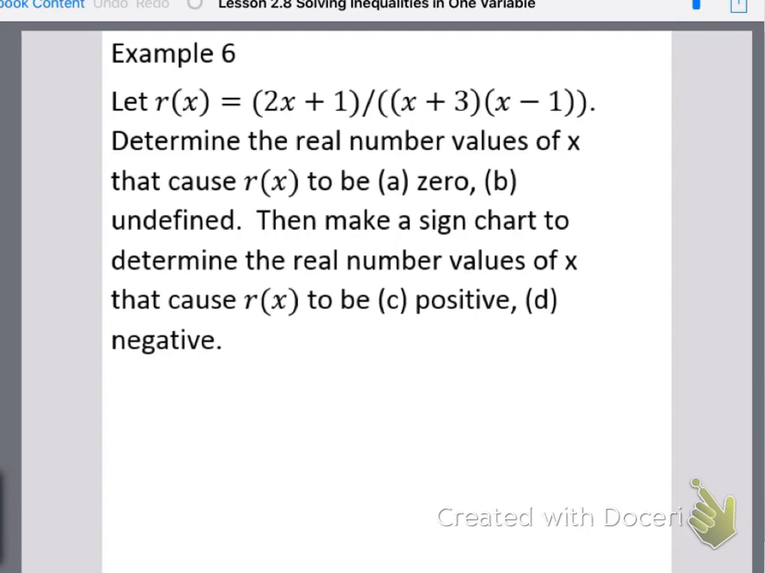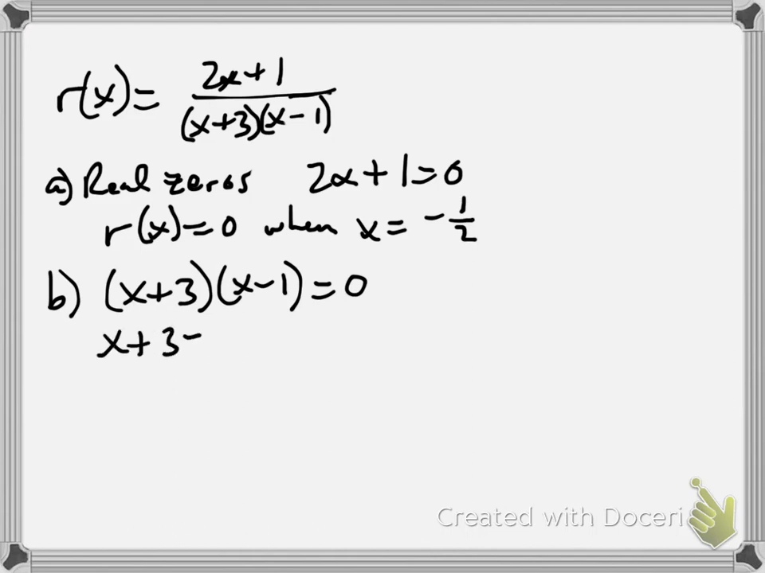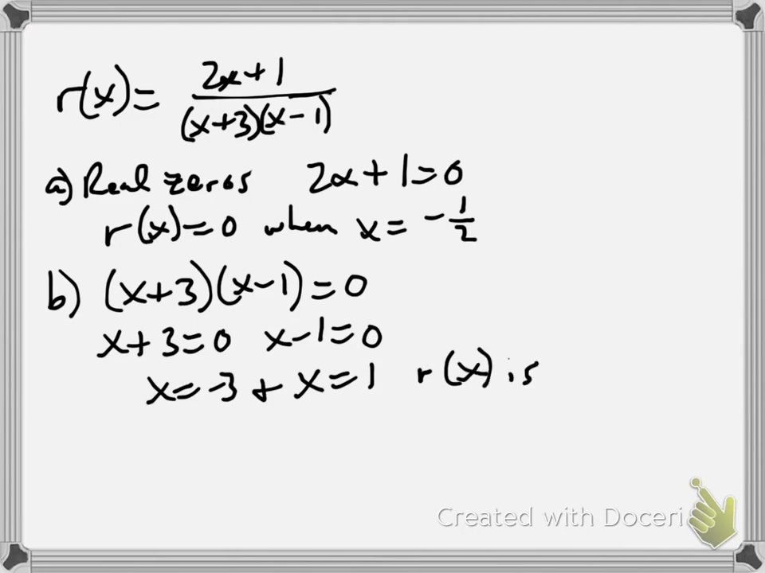Now, they want us to find out when it's undefined. So I take the denominator and I set it equal to 0. Then I take each factor and set it equal to 0. So at x equals negative 3 and x equals 1, r of x is undefined.